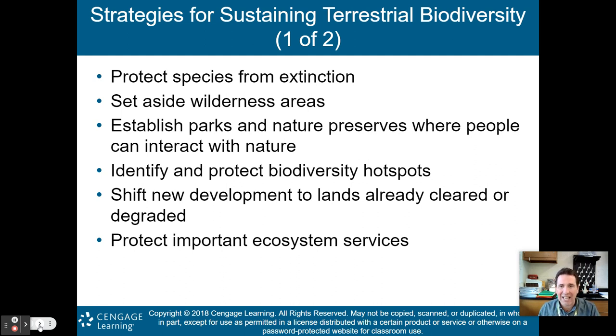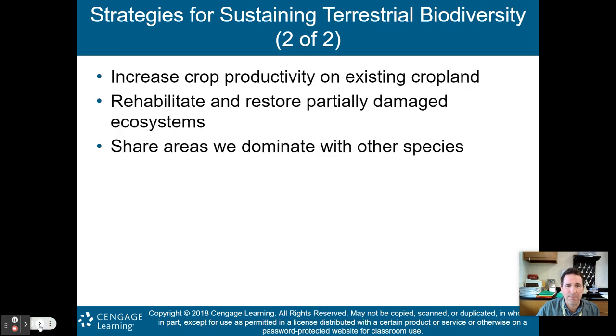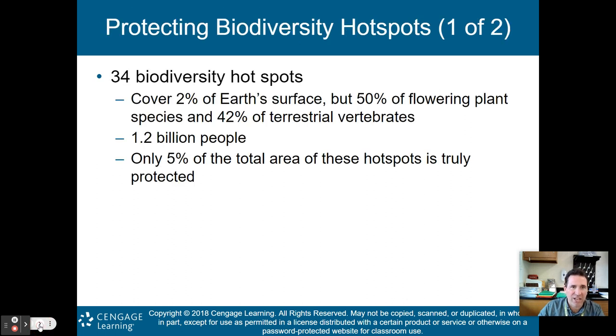Shift new development to lands already cleared or degraded, right? If they have land already degraded, just use that for your development, your homes, your roads, things like that. And obviously, as we said on the previous slide, protect important ecosystem services. Increase crop productivity on existing cropland. So instead of finding more cropland, just increase the productivity on the cropland you have. Rehabilitate and restore partially damaged ecosystems. And again, share areas we dominate with other species, kind of saying the same thing over again.